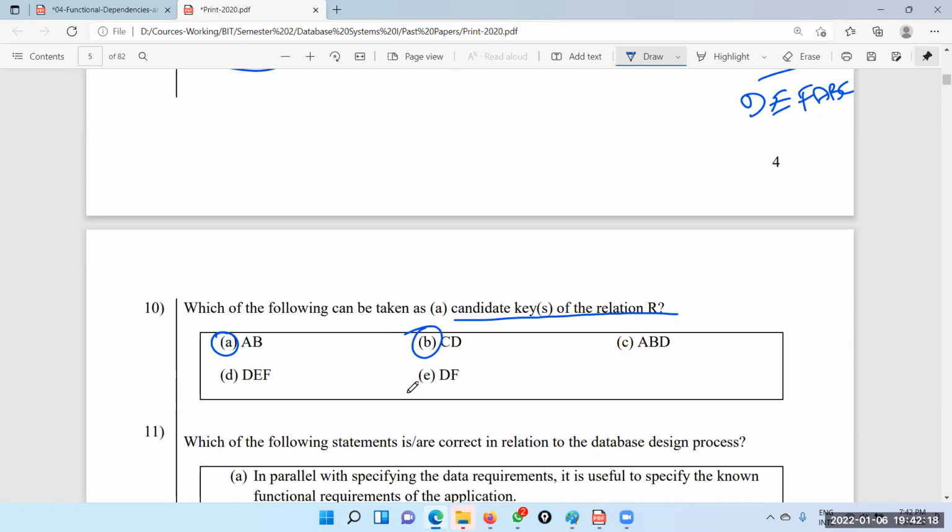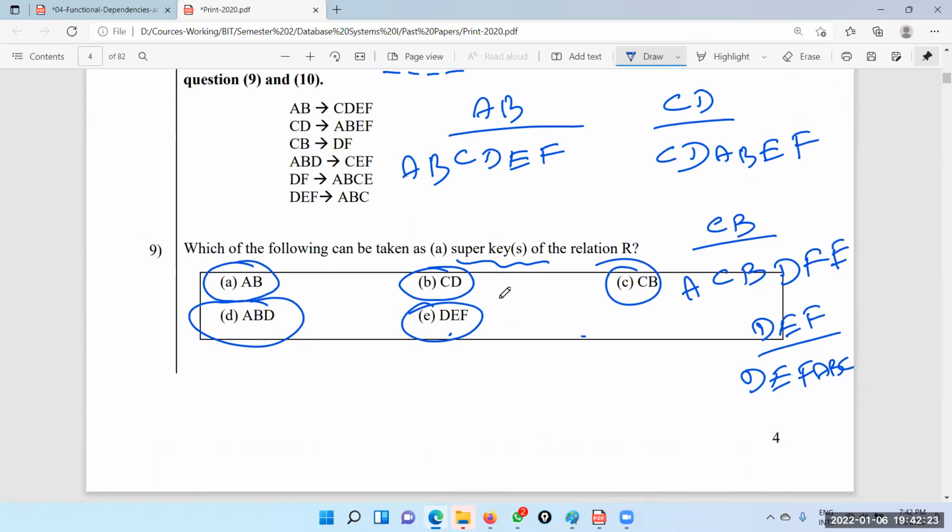Okay. So let's see whether the answer is debatable. I wonder whether the answer is debatable because I was not expecting all 4 as answers. The answer is A, B, D, E. D, E. Why not C? CB determines CB and DE, DF, and DF determines ABC, right?